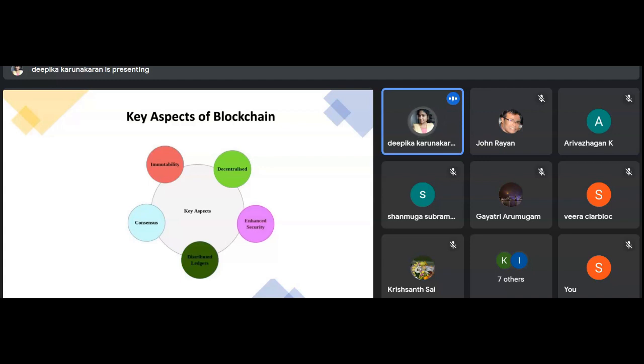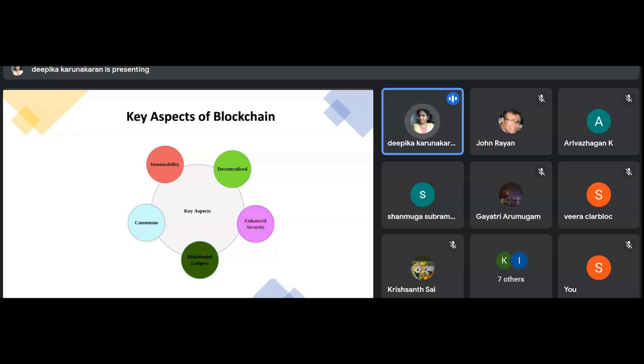Key aspects of blockchain. First one is immutability. Immutable in the sense we cannot change anything. In this way, blockchain is untamperable and permanent. The next one is decentralized. As we get rid of the centralized authority, no one can simply change any characteristic or feature of the network for their own benefit. So this is one of the key aspects.